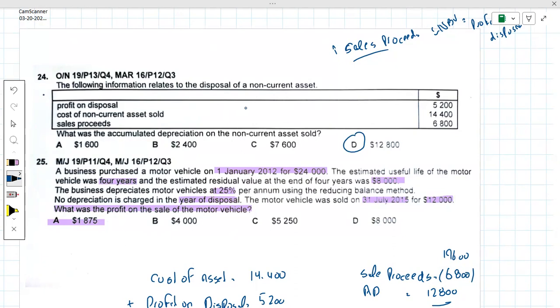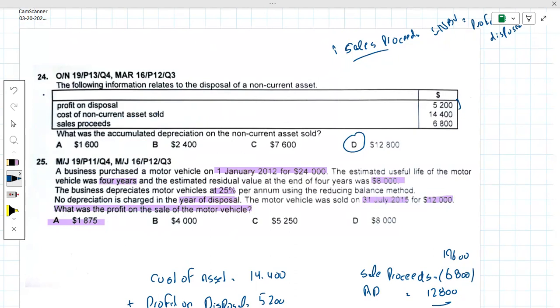First of all, we have the profit on disposal. So what does it mean? It means that the sales proceed is higher than its net book value. If the sale proceed is higher than the net book value, then we will get a profit on disposal. But unfortunately, if the sale proceed is lower than the net book value, it means that we would have a loss on disposal.